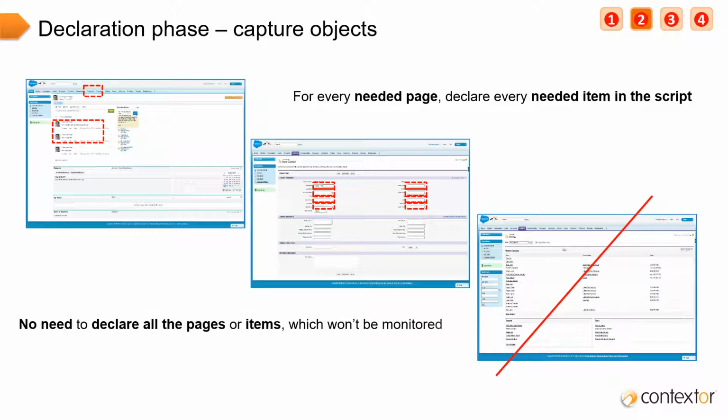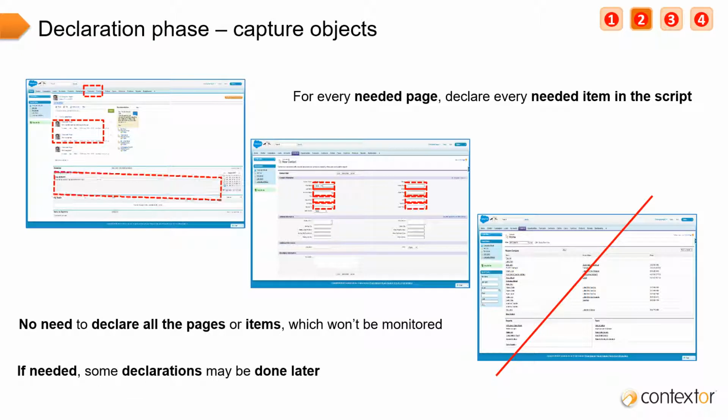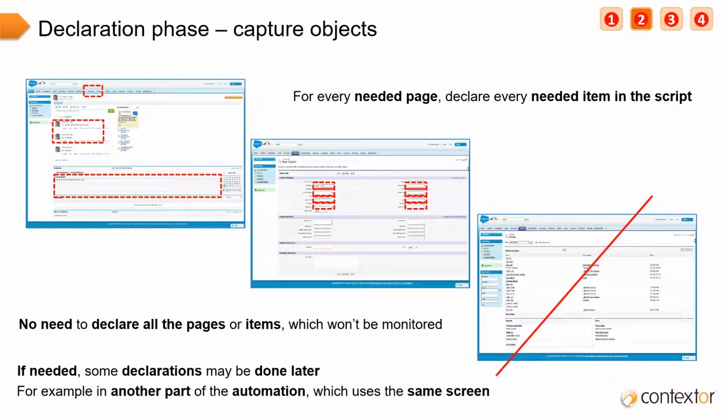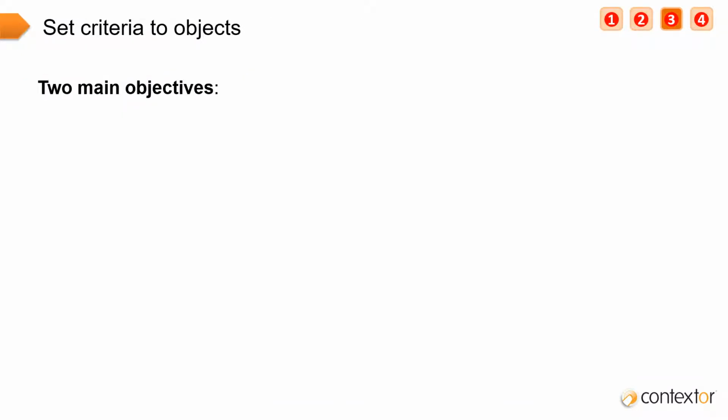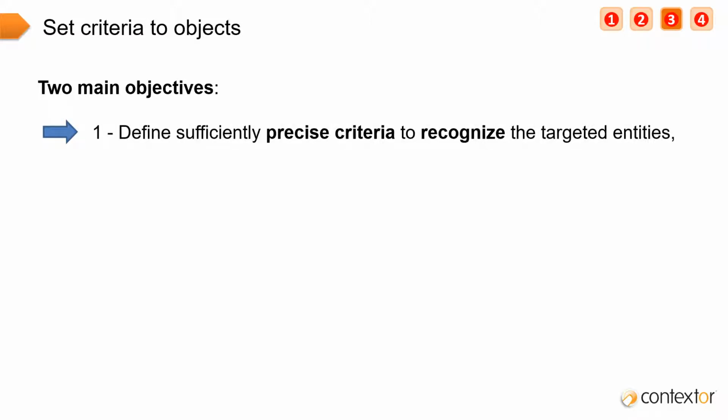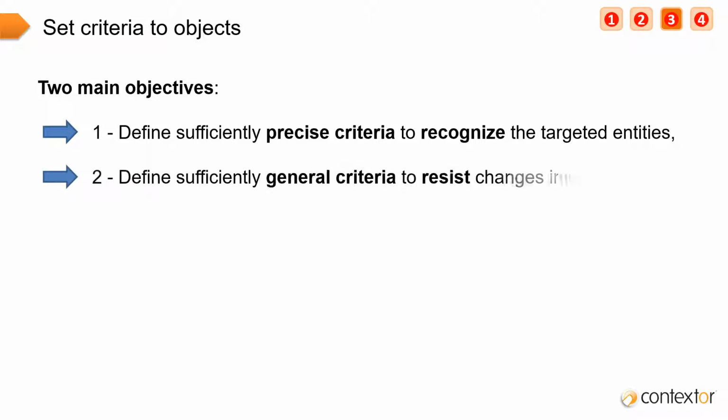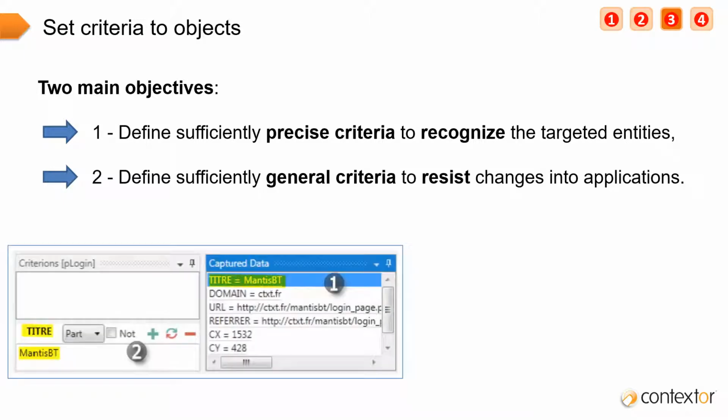You don't need to declare all the pages or items of the applications, just those which will be monitored in the orchestration phase. If needed, some declarations may be done later. For example, in another part of the automation, which uses the same screen. There are two main objectives to set criteria to an object. Define sufficiently precise criteria to recognize the targeted entities. Define sufficiently general criteria to resist changes into applications.